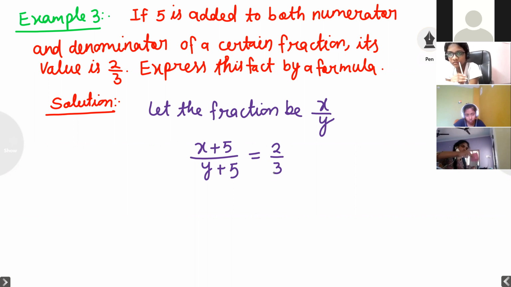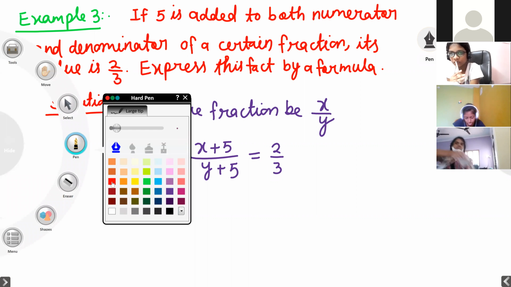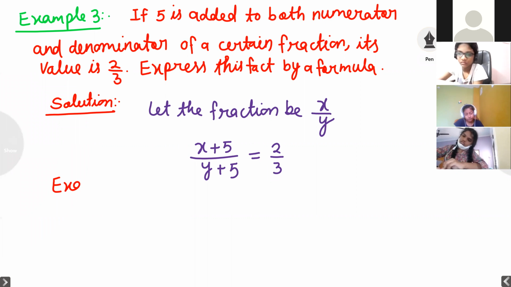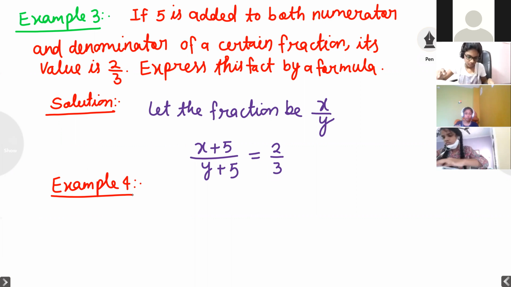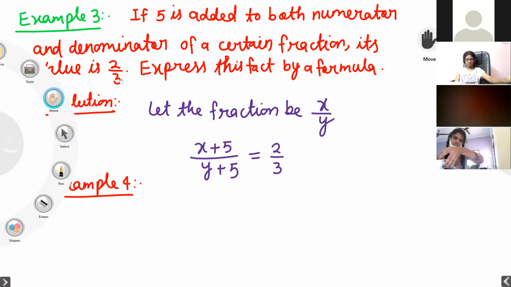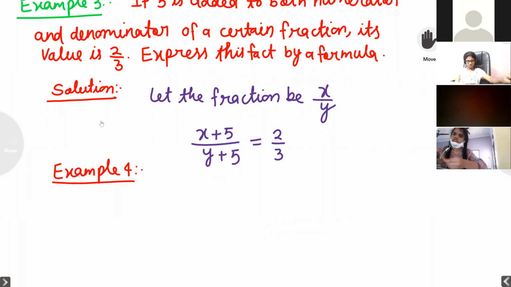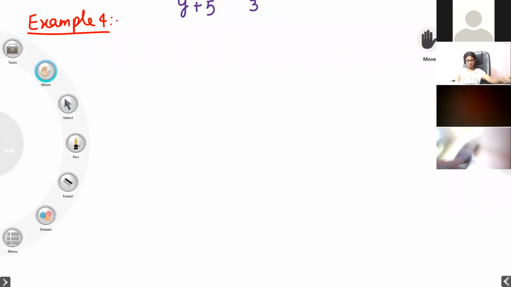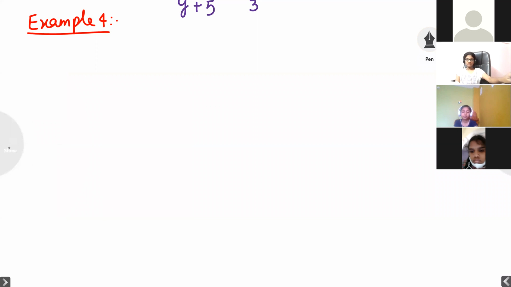Example 4. I hope this question is very clear to everyone. Note down this question.